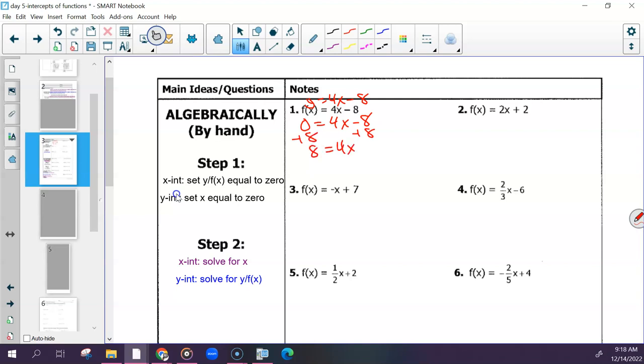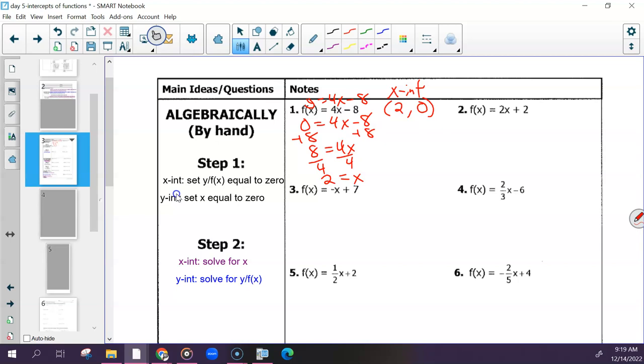And then now we still need to write this as an ordered pair. How would we do that? Go ahead. Two and what? Zero. So in things like this where you have to solve for it, you need to label which one you just solved. Because you could write it down, but I don't know if you know which one it is. So label that this is your x-intercept and then write your ordered pair.